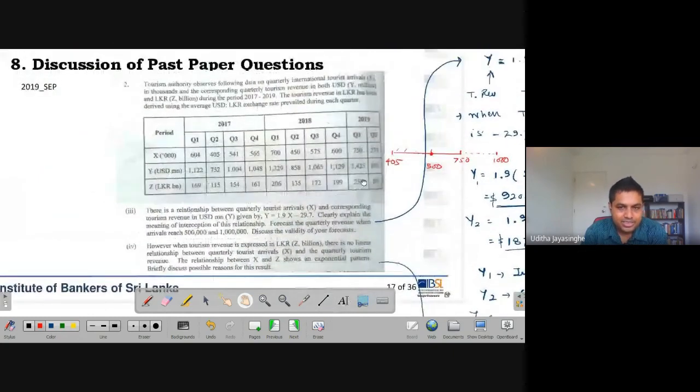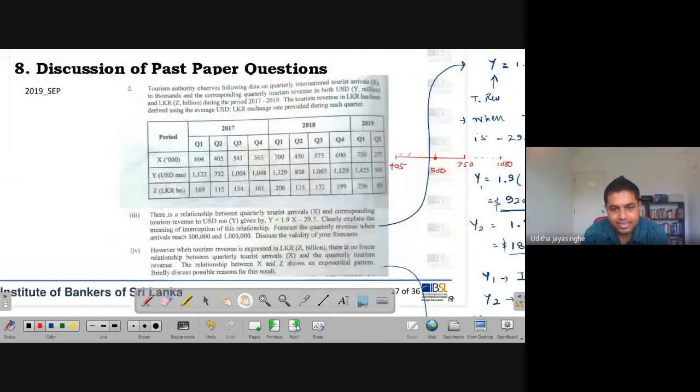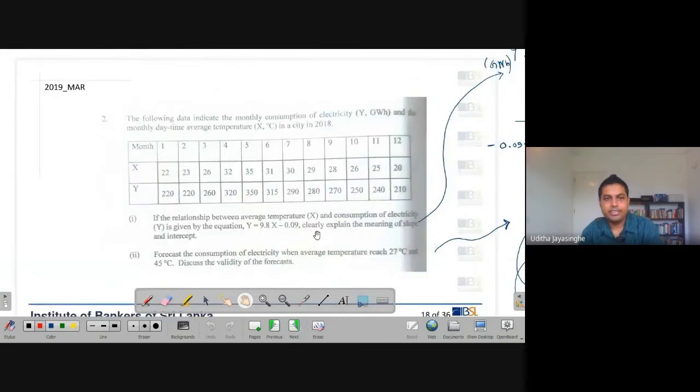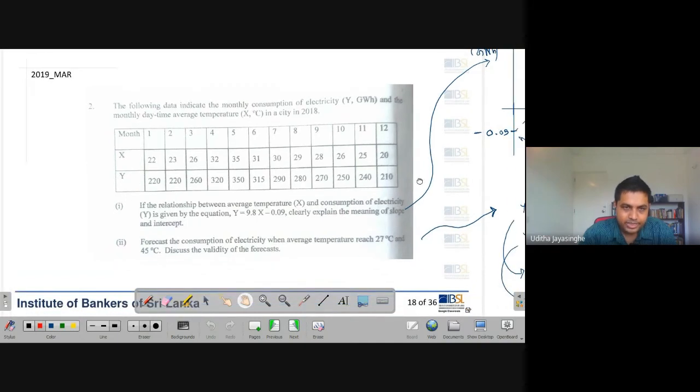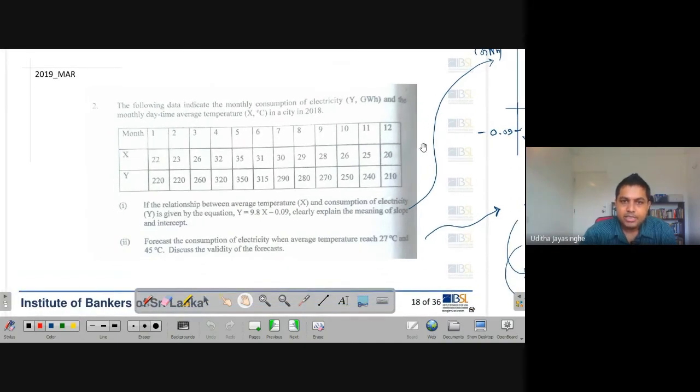A good question discussing various aspects of the real world. The second question I'm quoting is from 2019 March, question number 2. The following data indicates the monthly electricity consumption and the monthly daytime average temperature. Daytime temperature X is given as 23, 22, 35, likewise, 20-odd degrees Celsius.